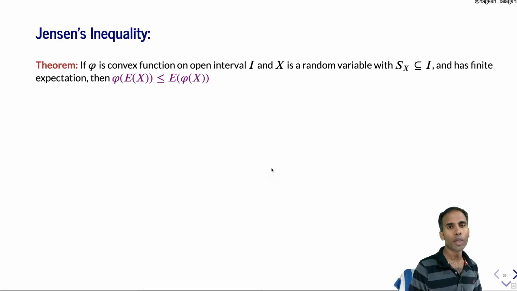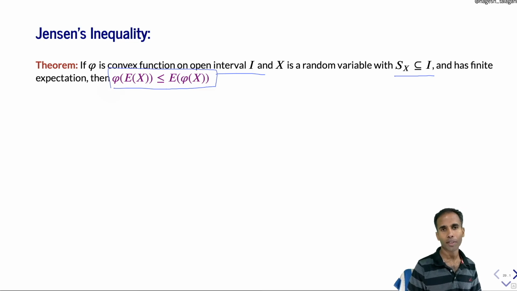Now, Jensen's inequality. Here is the statement: if phi is a convex function on an open interval I, and X is a random variable whose support is contained in I and has a finite expectation, then phi of expectation of X is less than or equal to expectation of phi of X. This is Jensen's inequality.